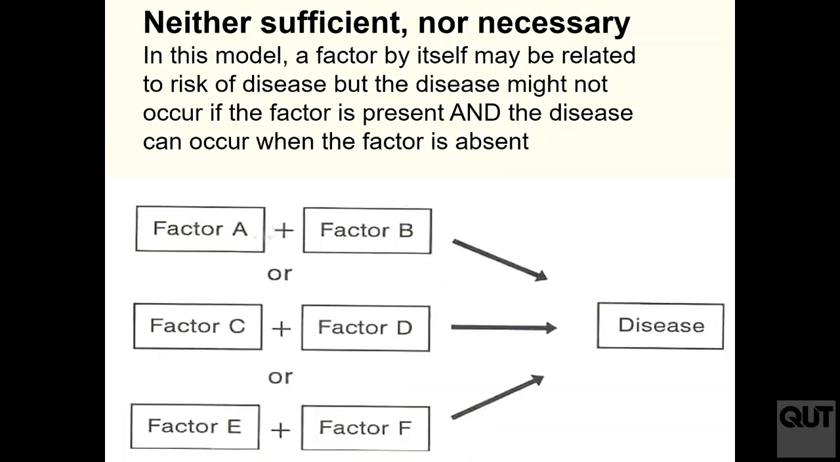Okay. The third example is where it's neither sufficient nor necessary. So in this model, a factor by itself may be related to risk of disease, but the disease might not occur if the factor is present, and the disease can occur when the factor is absent. So you've got A plus B, C plus D, E plus F, or maybe it's just B and F. It can all cause the disease.